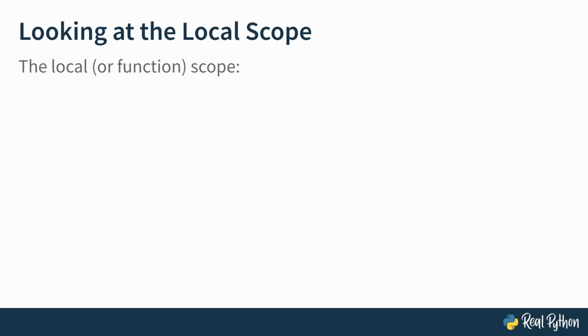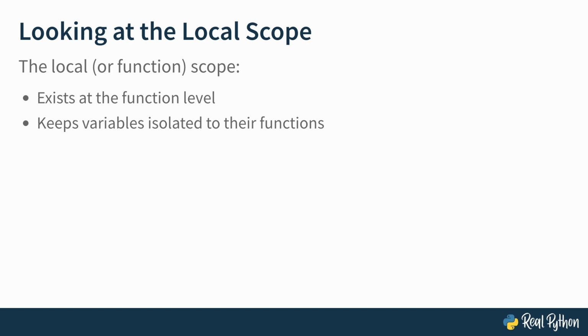Most of us first encounter the concept of scopes with the local scope. At least I did. If you've ever written or even used a function, you've created a local scope. So it makes sense that it's also called the function scope, because it exists at the function level. This scope keeps names and variables isolated to their functions. They can't be used or modified from the outside, and this keeps your functions consistent, self-contained units.